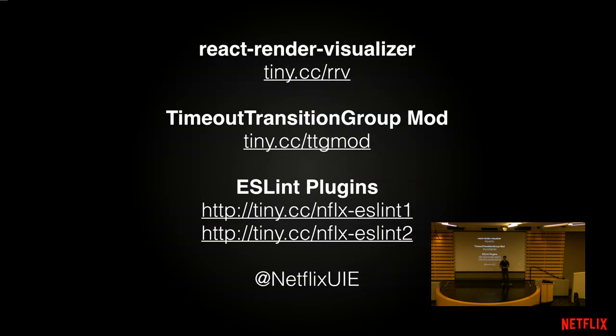So lastly, these are the links to the stuff we talked about. The React Visual Renderer is the thing that shows you, it's a mix-in on any component. We'll show you what's updating and why. The Timeout Transition Group is our modification to the Khan Academy's transition group that gives you hooks for entering and leaving. And then the ESLint plugins I mentioned as far as watching out for global context are here as well.